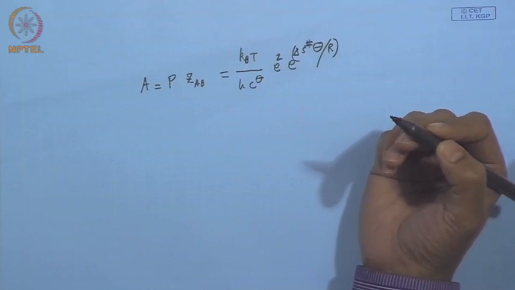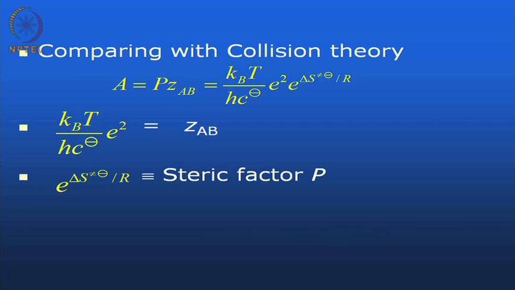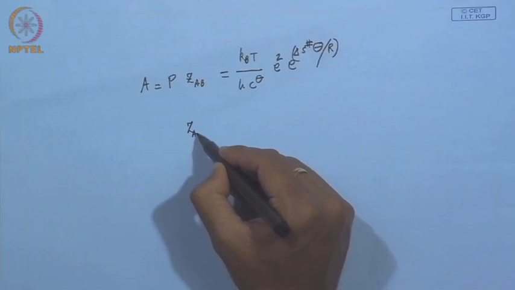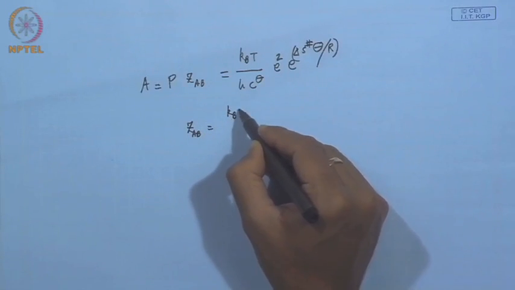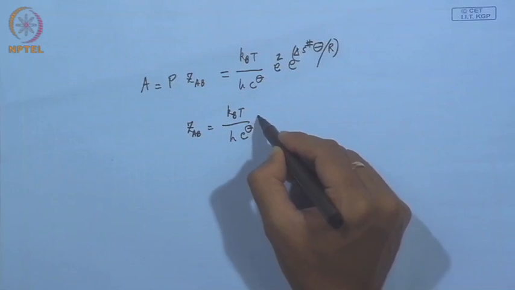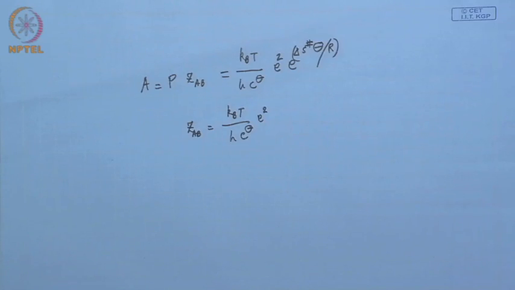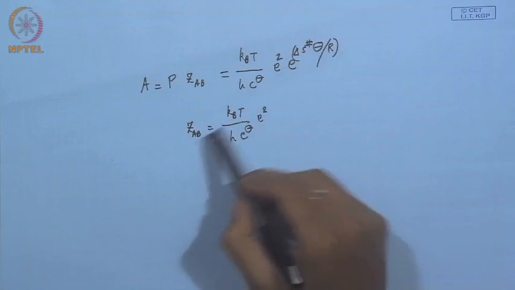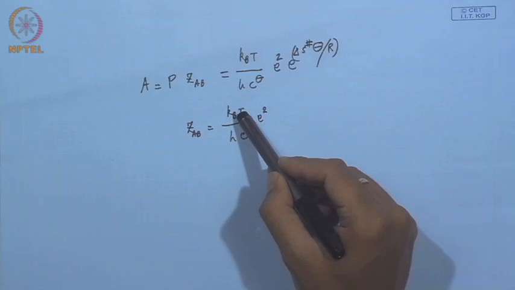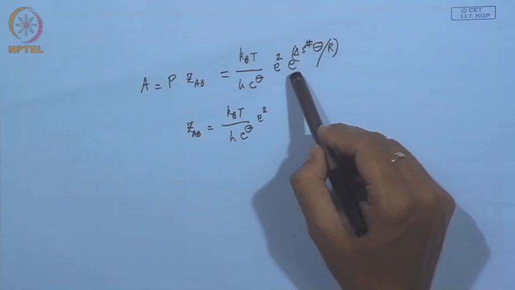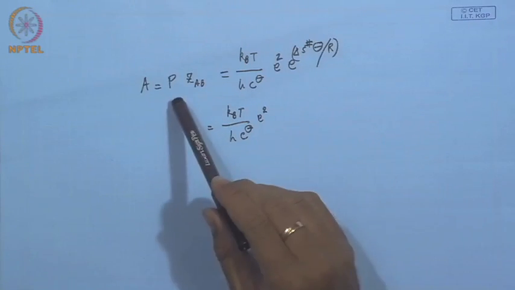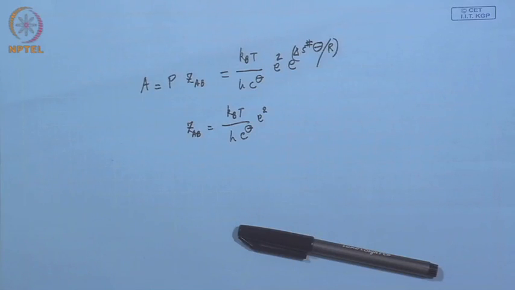Okay. If we compare this with this one, then what do we get? We get Z_AB is equal to k_B T by h c standard into e square. Therefore, this frequency term increases with increase of temperature, and it occurs in a linear fashion. Now, what about the other term? This other term is e to the power ΔS double dagger standard by R, which you can just equate to your P, that is your steric factor.